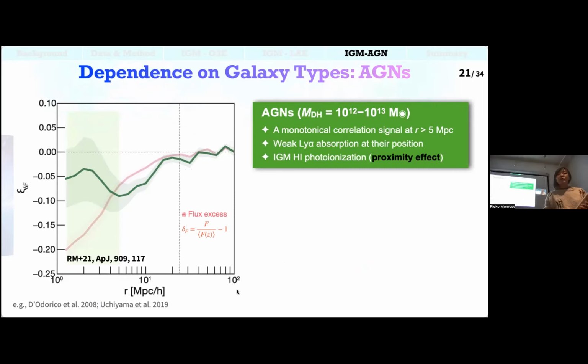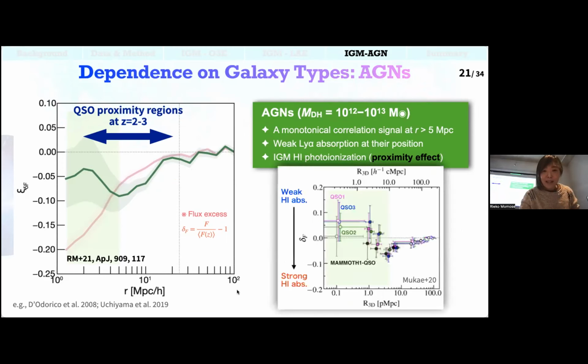So this proximity effect is a more well-known phenomenon in quasars. So previous studies have reported that the size of the proximity region around a quasar at redshift 2 to 3 could be around 2 to 20 megaparsec, which is comparable to the area with weaker absorption in our correlation function. Besides, the IGM-quasar correlation function by another study also shows a weak Lyman alpha absorption signal in the vicinity of quasars like this.